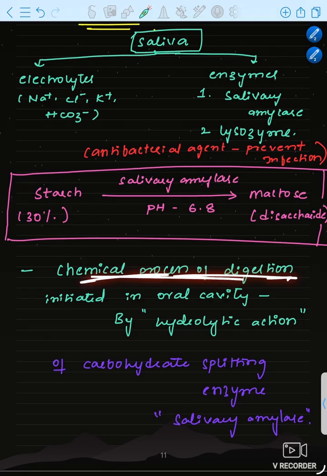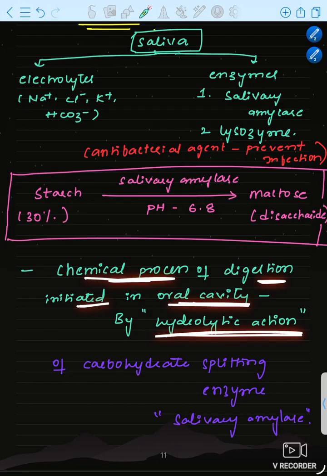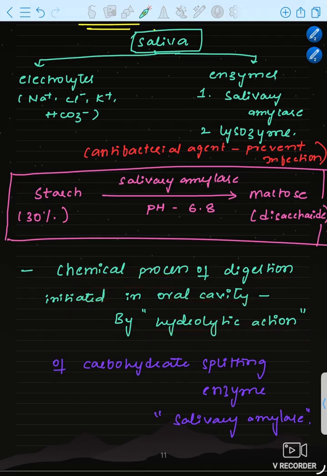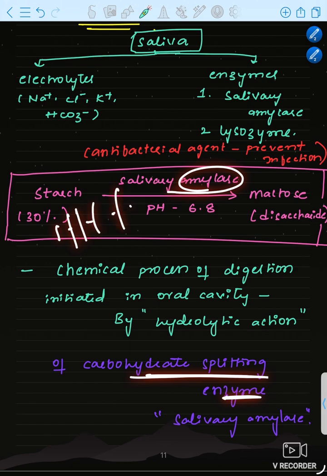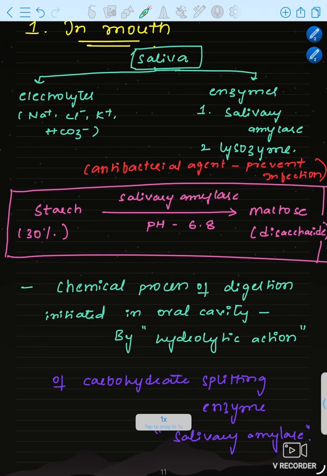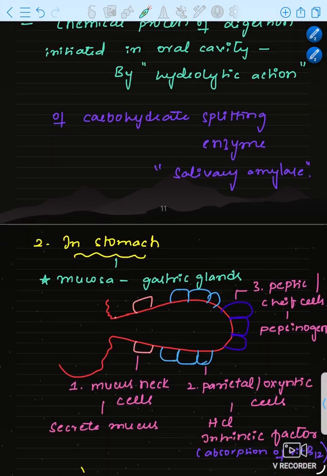The chemical process of digestion is initiated in the oral cavity by hydrolytic action. Hydrolytic action means breakdown through water. How? By a carbohydrate splitting enzyme, which splits the carbohydrate chains only. That carbohydrate splitting enzyme is salivary amylase. This is what happens in the mouth: only carbohydrate breakdown starts, and lysozyme is present, which is an antibacterial agent.